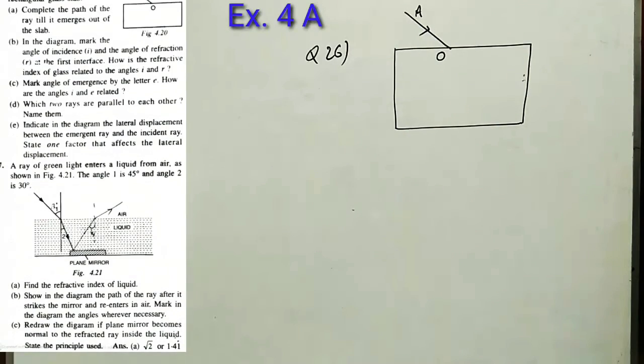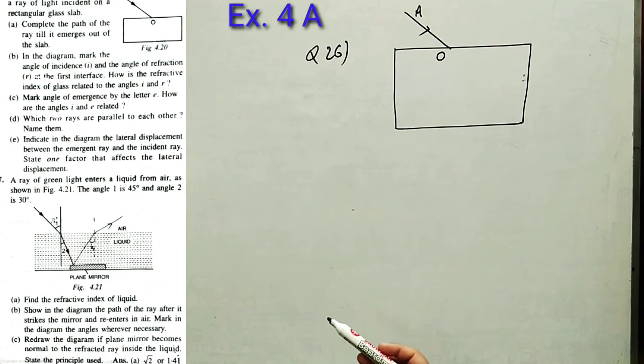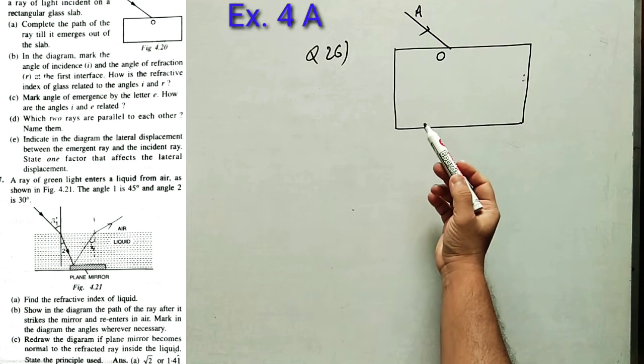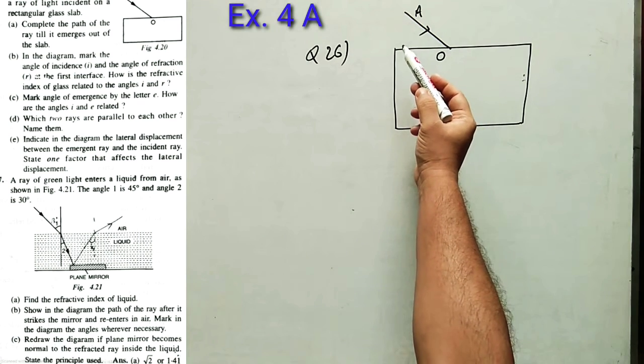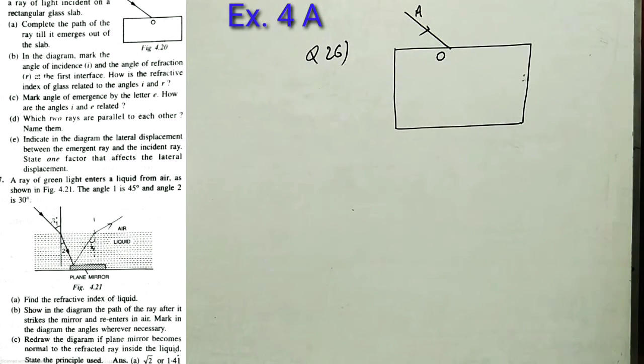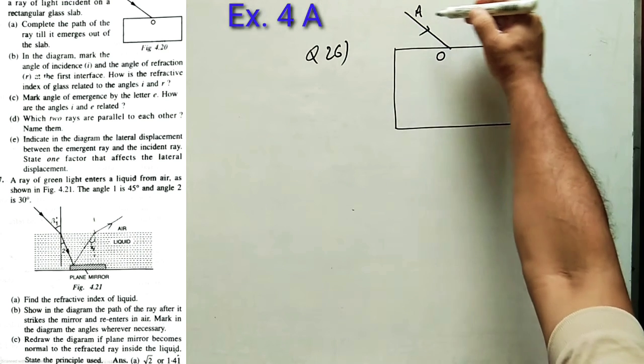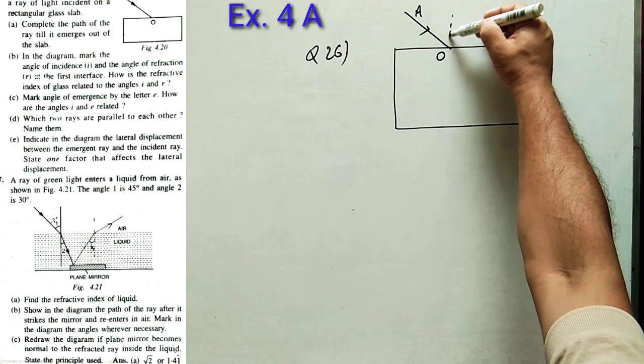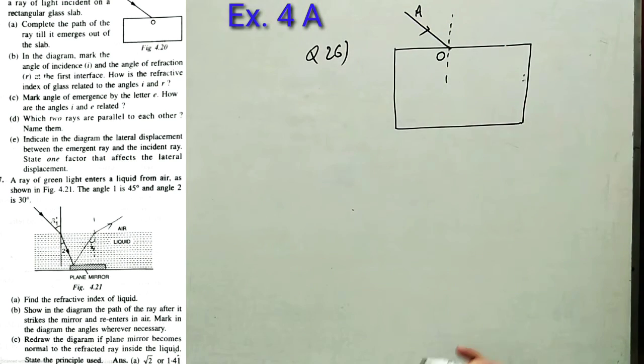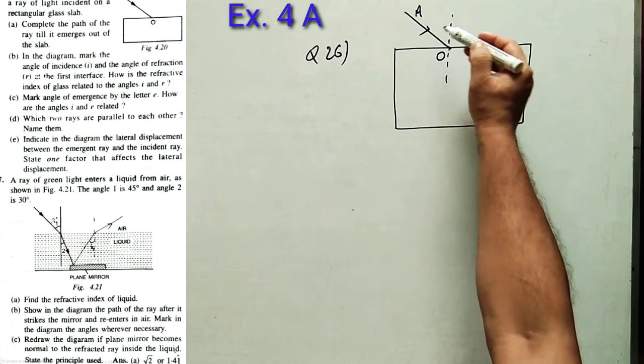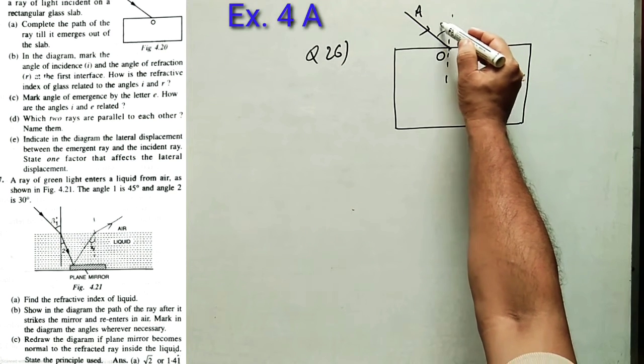Now moving on to question number 26. In the adjacent diagram, AO is a ray of light incident on a rectangular glass slab. Again the case of glass slab is coming up. Complete the path of the ray till it emerges out of the glass slab. That is the first part. So AO is the incident ray. Let us complete the ray diagram. I hope by this time all of you are experts in this topic of refraction through a glass slab, and you must be able to do it now.